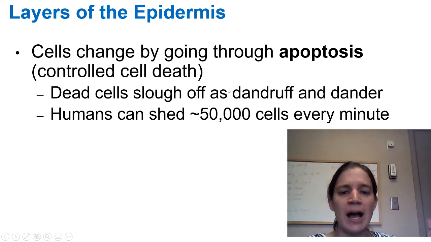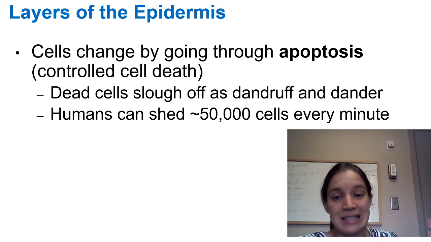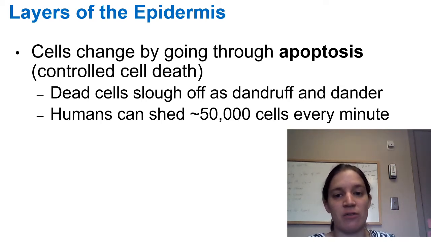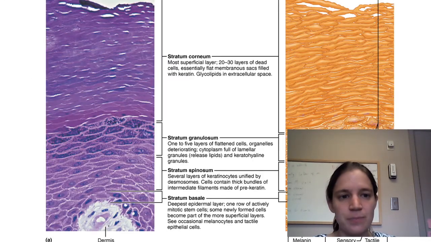I'm not sure how research found this number, but you're shedding tons of cells. So the best estimate is about 50,000 cells every minute, skin cells. You're going through these rapidly.